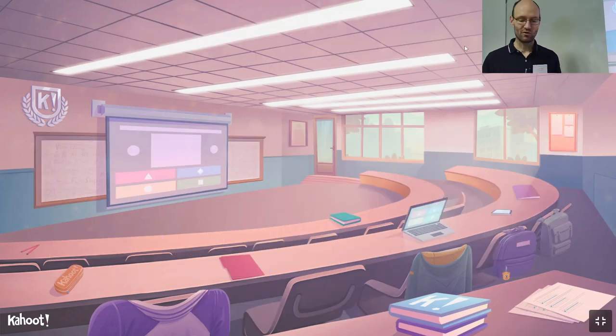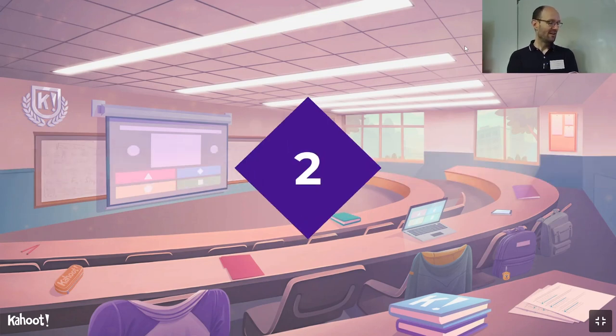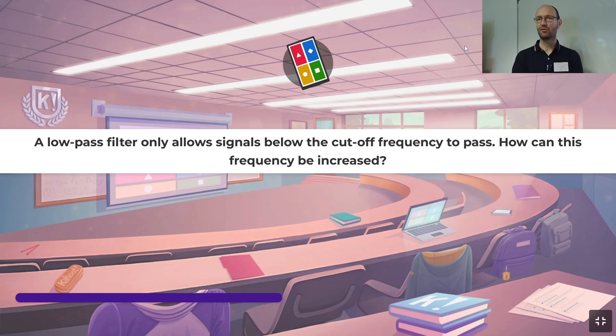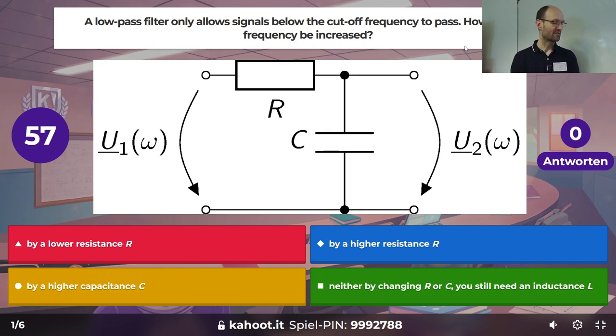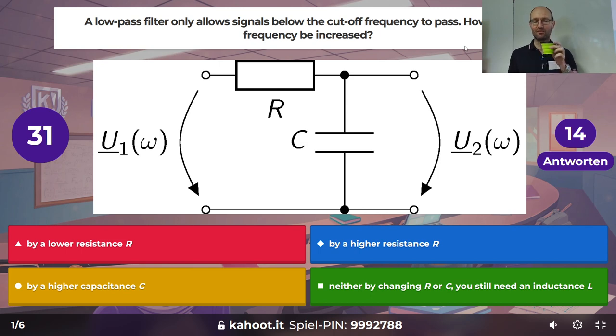And we have 6 questions on filters for EMC applications. And the first question is, a low pass filter allows signals only to pass below a certain break frequency or corner frequency. How can this frequency be increased? So if we want to push this corner frequency to higher frequencies, what do we need to do? Do we need to have a higher resistance? Do we need to have a lower resistance, a higher capacitance, or neither, by changing R and C, we would need to have an inductance to achieve this effect?